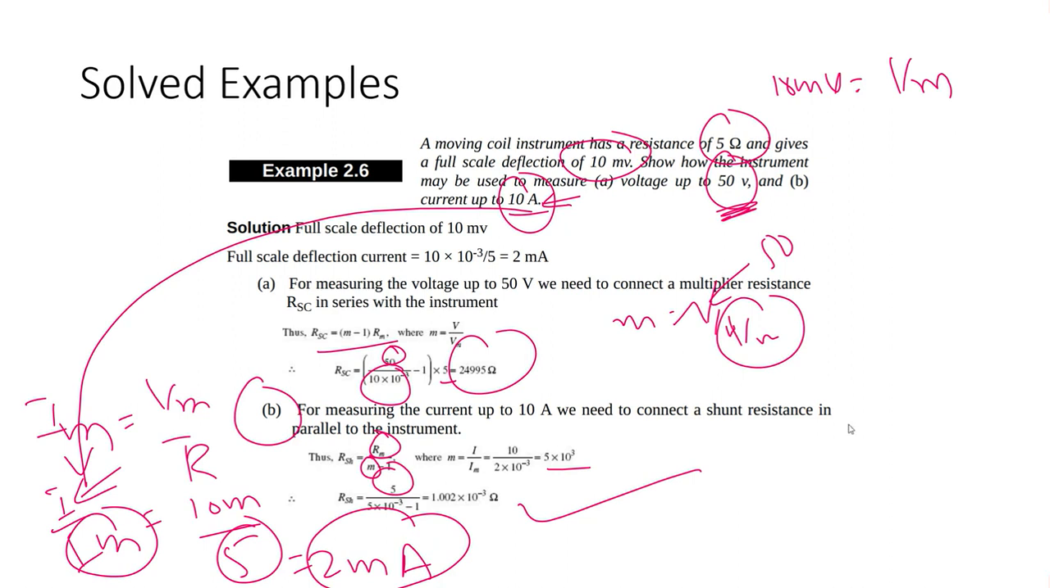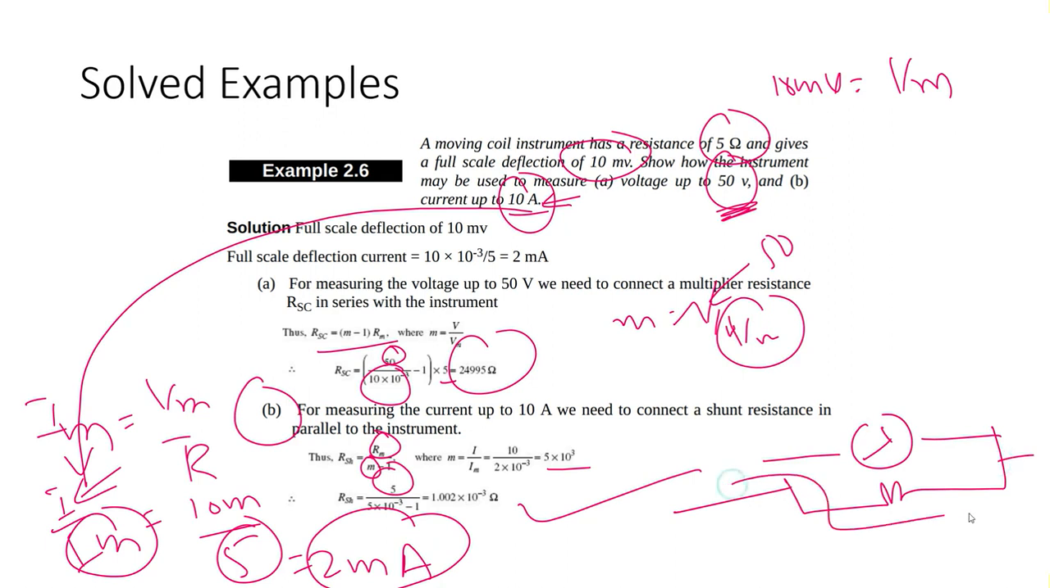If we introduce such a shunt with it, this can be used for measuring 10 ampere. Out of these 10 amperes, 2 milliampere will flow through this ammeter at full scale deflection, and the remaining 10 minus 2 milliampere will flow through the shunt. So this will not burn for up to 10 ampere. If the current goes to 11 ampere, it will definitely burn. So this mechanism is for 10 ampere.